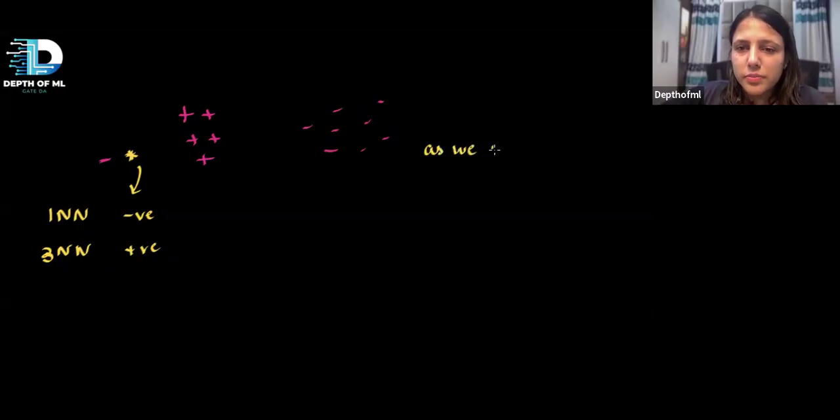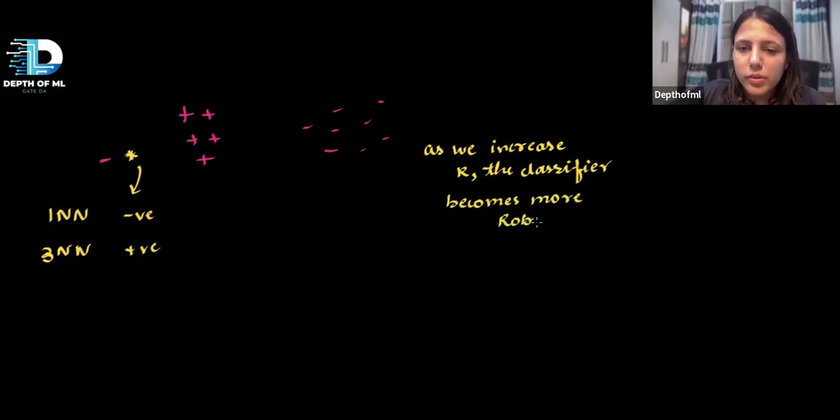So as we increase k, the classifier becomes more robust to outliers. Fine.